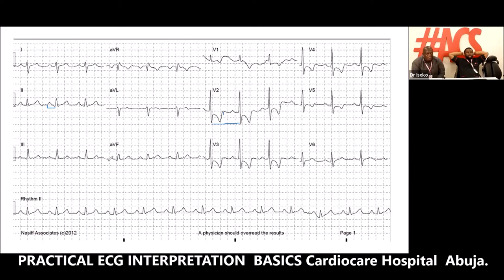V1. Is it also depressed in V1? Yes. And the T wave is also inverted in that same region. Yes. Where else is it depressed? V3. What is the brother of V3? V4 is the brother. So good. Is it depressed in V4 too? Yes. So from V1 to V4, we have ST segment depression.